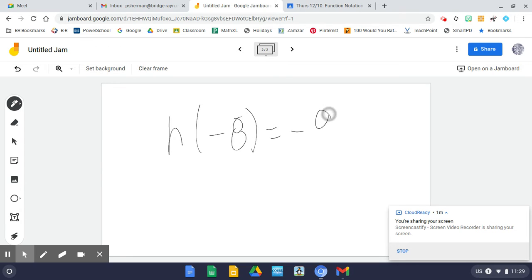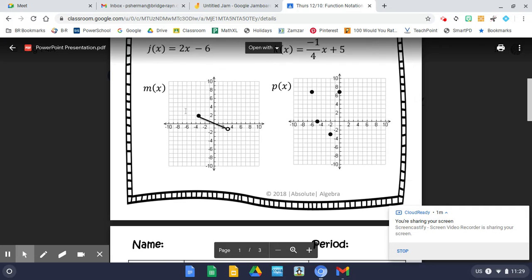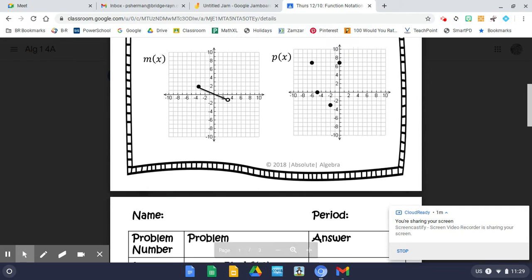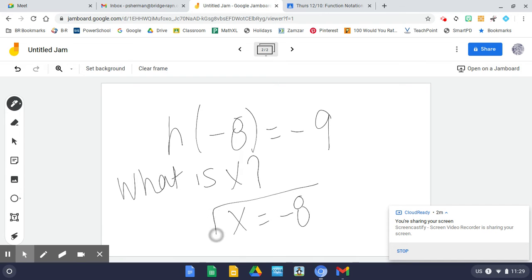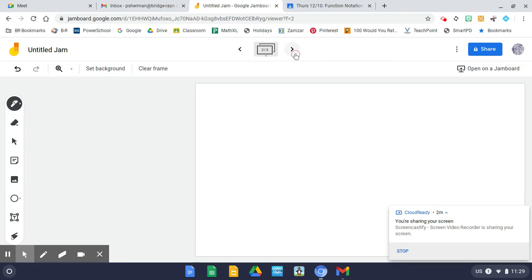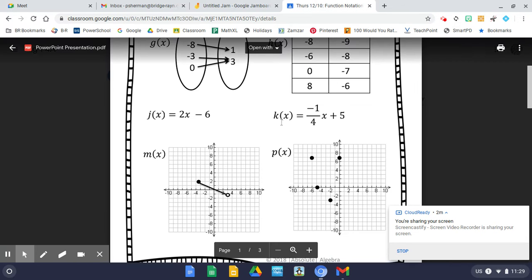I could also write it like this, right? Because that's just in the h function. If my input or my x was -8, my output was -9. It tells me the output, and it's asking what is x. So what is x? You would just say that x is -8 because that's the x that corresponds to that output. So once again, you're looking at the output. What is the input that goes with it? That is your answer. So it's really just looking things up, but it's knowing, am I looking up the x or am I looking up the y? So it's just knowing that notation.